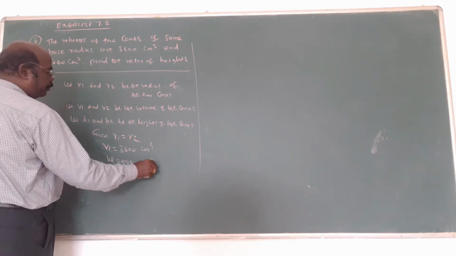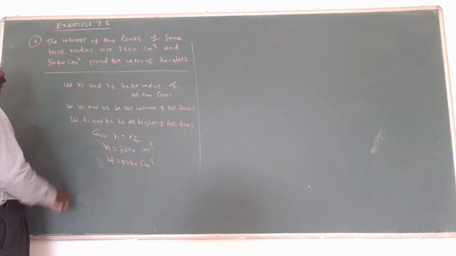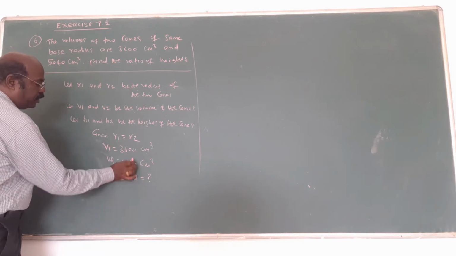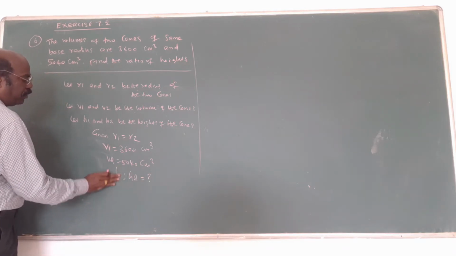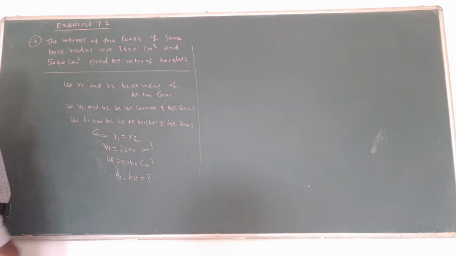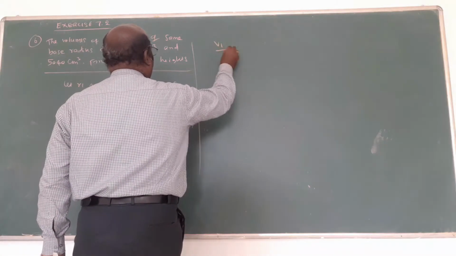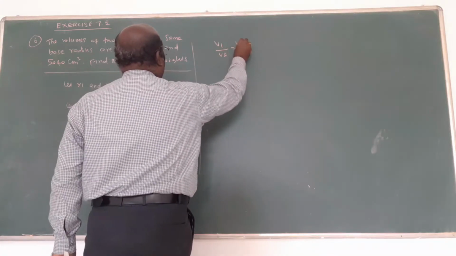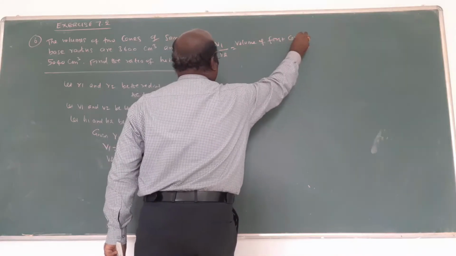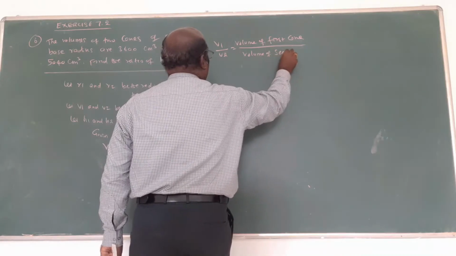Centimeter cube. Same radius, so R1 and R2 will be equal. The volume is given. The ratio of H1 and H2 is asked. Am I right? The ratio of H1 and H2 is asked. Now start with V1 by V2, which is volume of the first cone divided by volume of the second cone. That is the meaning.